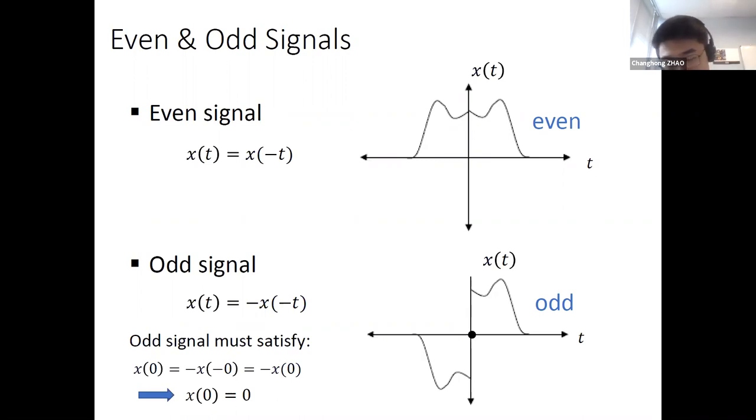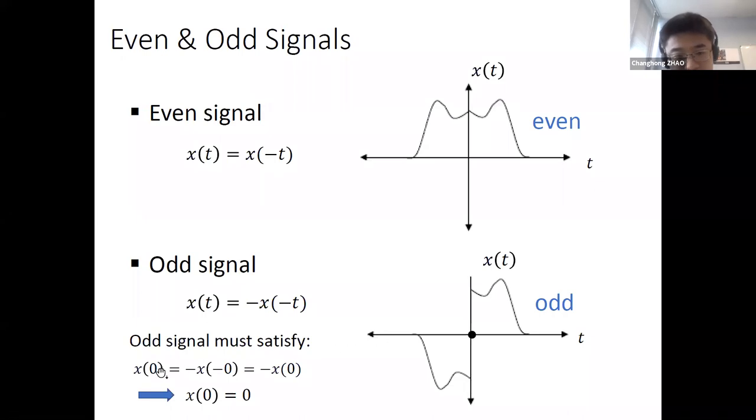But one particular thing that we need to pay attention to for the odd signal is the origin, which I marked with a solid black dot. This dot must be on the signal. Because x of t, as a continuous time signal, is a function of t, on this plot we have the value of this function at every time t. But at the point t equals 0, the value of the function x of 0 must be 0.